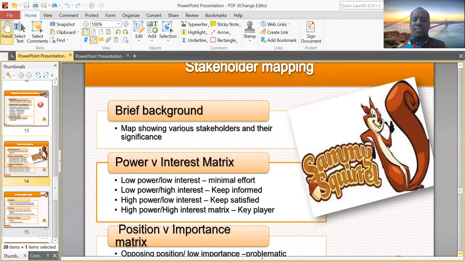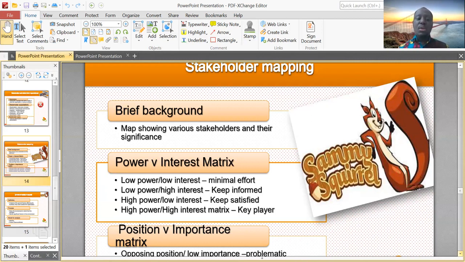The next group are stakeholders who have low power and high interest. So what does it mean here? If someone has low power and high interest, you should keep them informed as an organization because of their interest. They do not have a lot of power, but they are interested in what you're doing. So you always need to keep them informed. Let them know what is going on. That is very, very crucial.